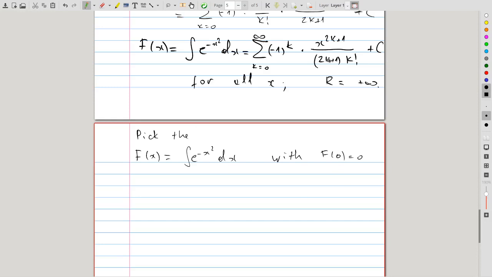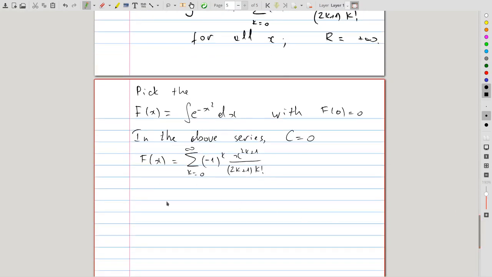So it's not hard to check that it means that in the above series, c equals 0. So we have the representation f of x equals the antiderivative equals the sum over k from 0 to infinity of minus 1 to the k, x to the 2k plus 1, over 2k plus 1 times k factorial. So let's see how well we can approximate this function with polynomials.